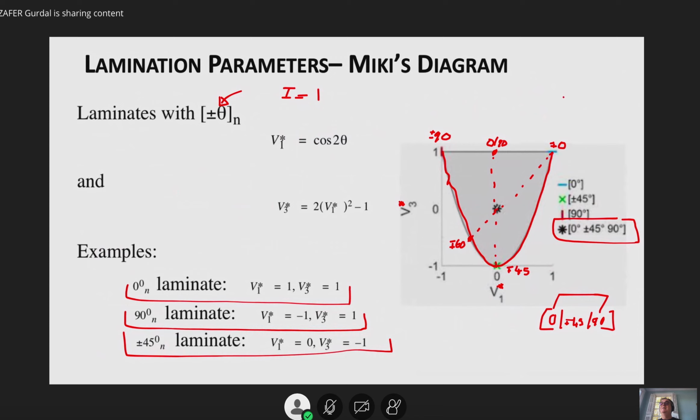Okay, so 2/3, the distance from 0 to 90. This is 1/3. This is 2/3. Okay, 0 plus minus 60 is the laminate which has that ratio, or 90 and plus minus 30.